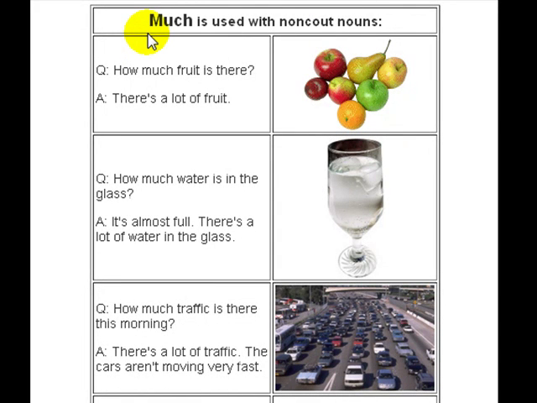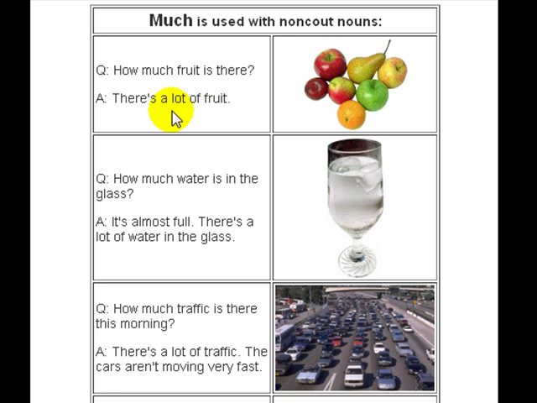Here we have the use of the word much. And much is used with non-count nouns. Okay? Let's take a look at the first picture. How much fruit is there? Okay, how much fruit? Because we got apples, pears, we have apples and oranges and plum. So how much fruit is there? There's a lot of fruit.